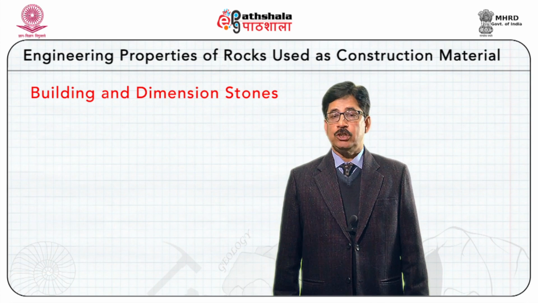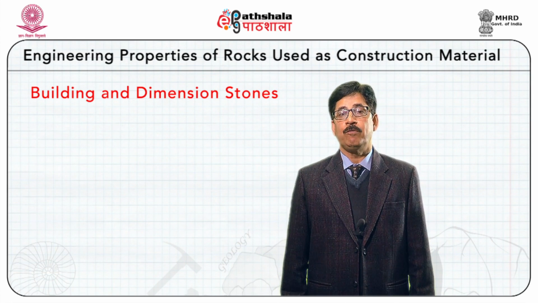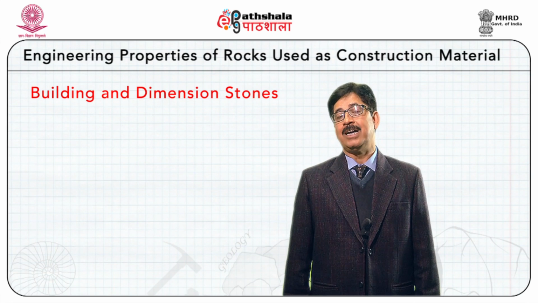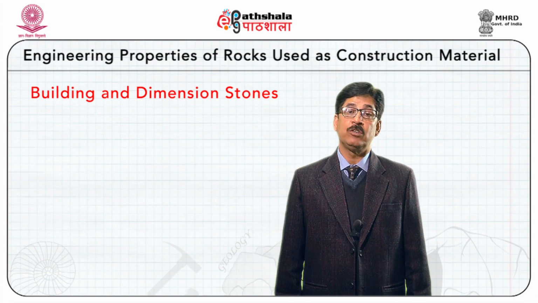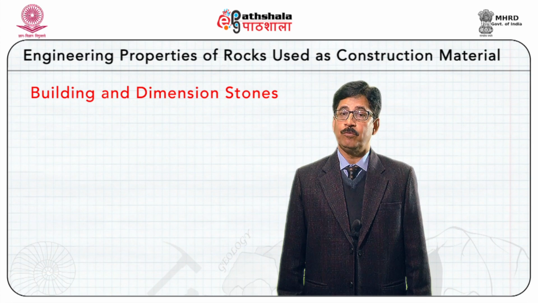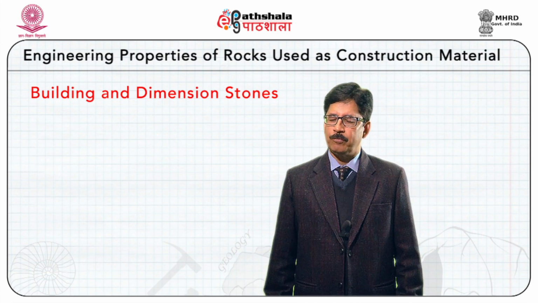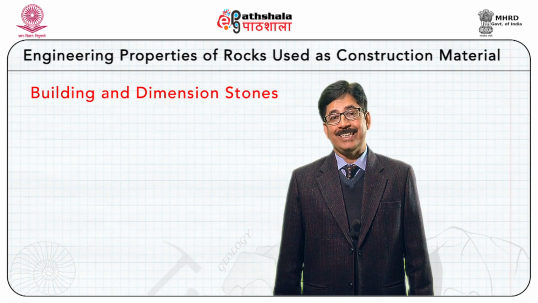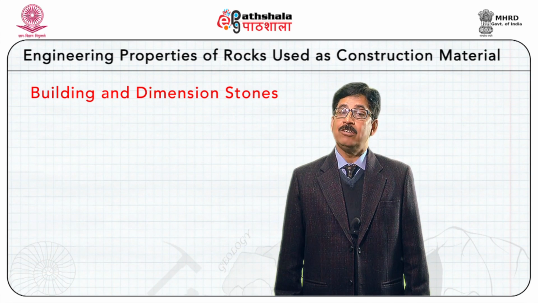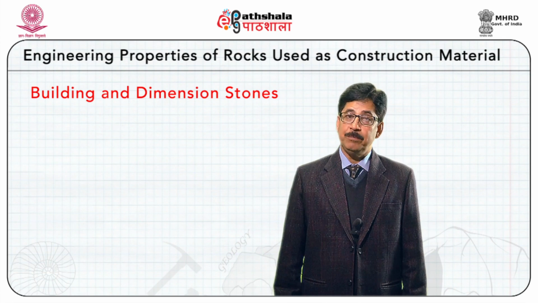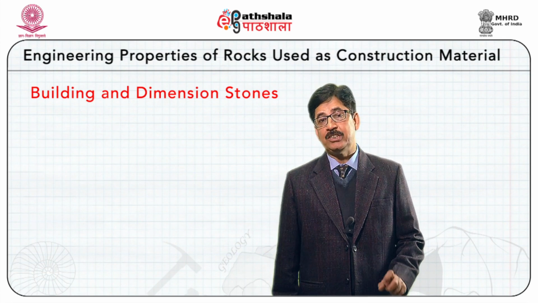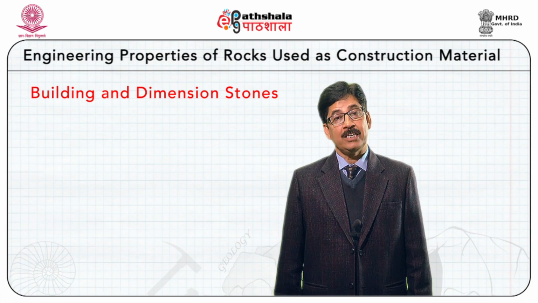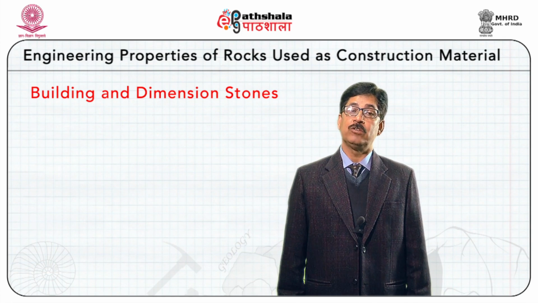Then we have building and dimension stones, which we use as a part of walls and as part of roofing material, or as part of bridge piers, or as part of rock dams, as part of retaining walls, etc. So there, mineral composition becomes important because that controls the strength. Structure which is present in the rock in the form of lamination and foliation is important because their presence will change the strength parameters of rocks according to the orientation of those layers. Then texture is important because texture controls the interlocking of constituent minerals.